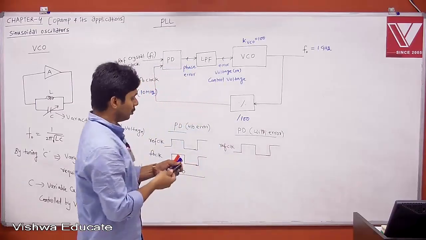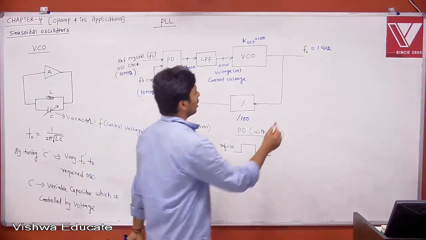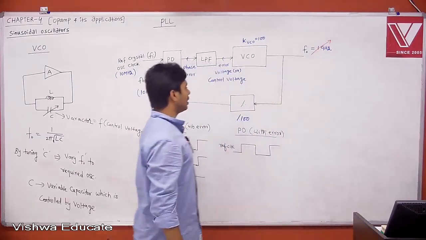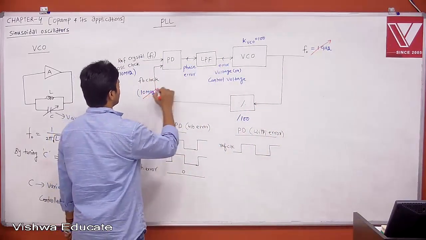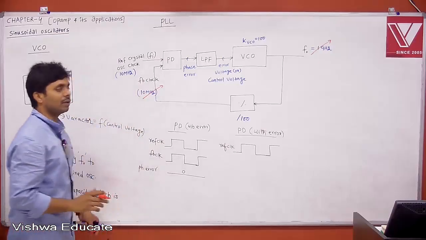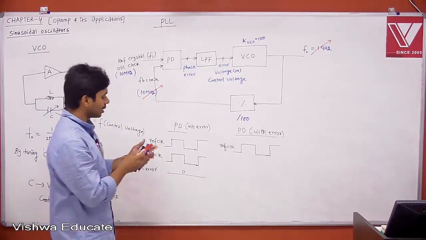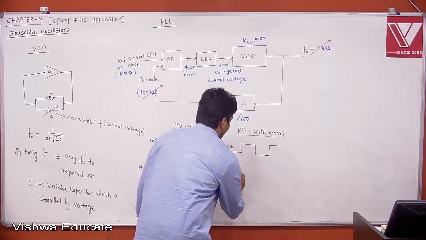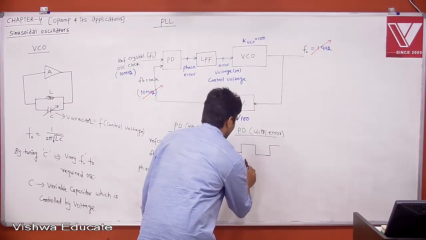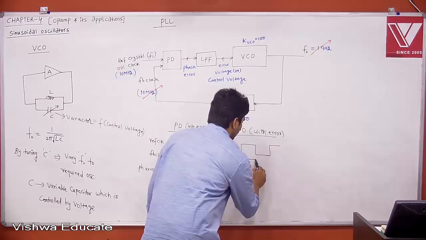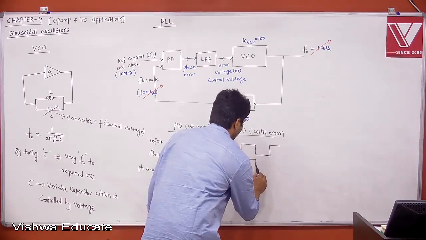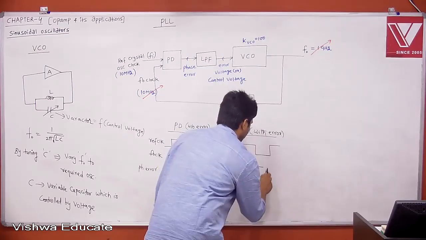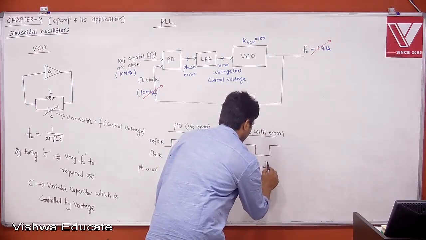Now just listen. Due to some reason, your F0 is increasing. When F0 is increasing, definitely your feedback clock frequency will also increase. What does it mean? Whatever rising edge you have, it is coming earlier. Therefore, let us say this is decreased. This is your time period, this is decreased. The frequency is increased.